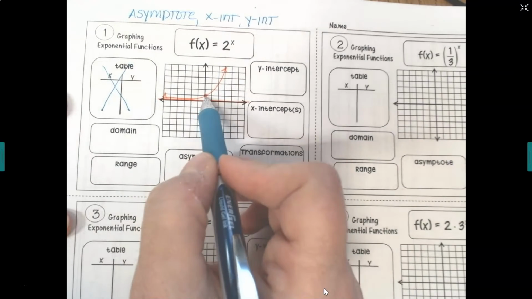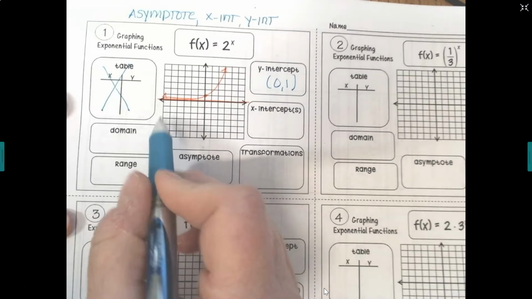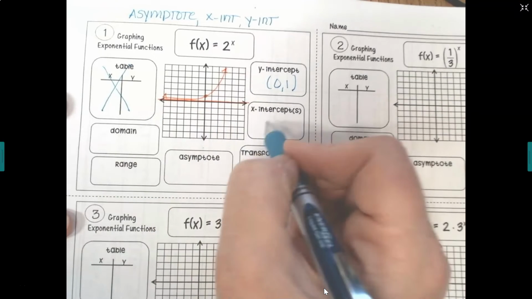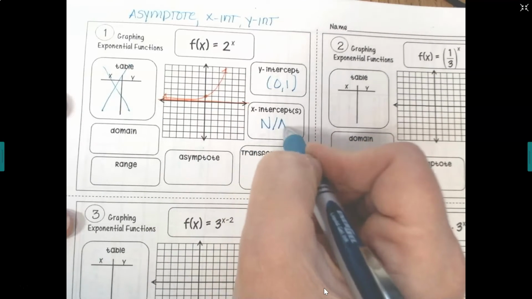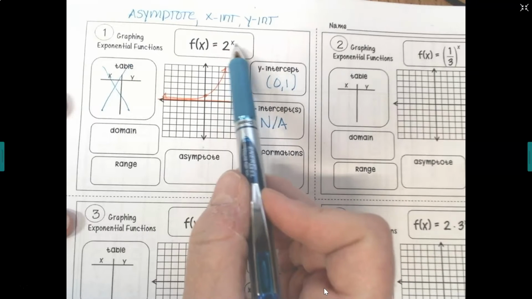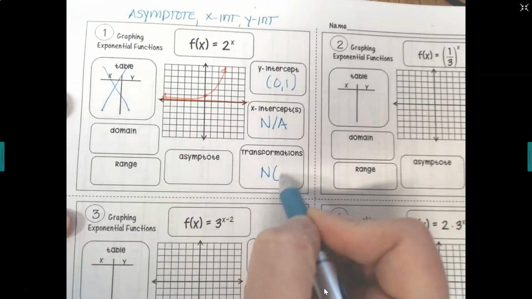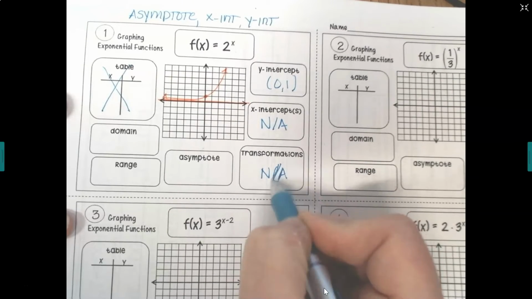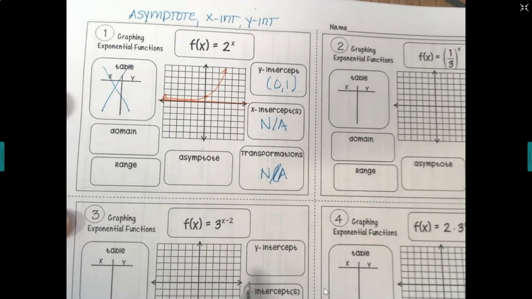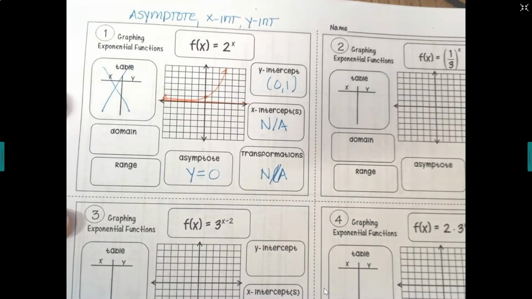So our y-intercept, we said, was there at 0, 1. Our x-intercept, well, the x-axis is the asymptote, so there's not going to be an x-intercept. Transformations: there's nothing happening in the exponent, there's nothing added or subtracted off the end of this equation, so there are no transformations. Our asymptote is at y equals 0.